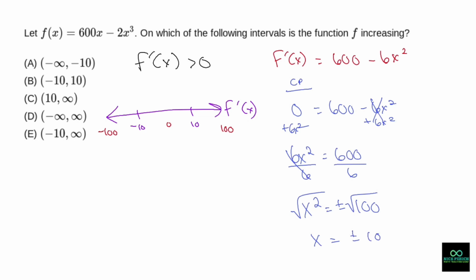Now I have to take turns plugging these 3 numbers into the derivative. If I get a negative number, that means it's decreasing on that interval. And if I get a positive number, that means it's increasing on that interval. So let's start with f prime of negative 100. That's going to be 600 minus 6 times negative 100 squared. Negative 100 squared is 10,000. Negative 6 times 10,000 is negative 60,000.